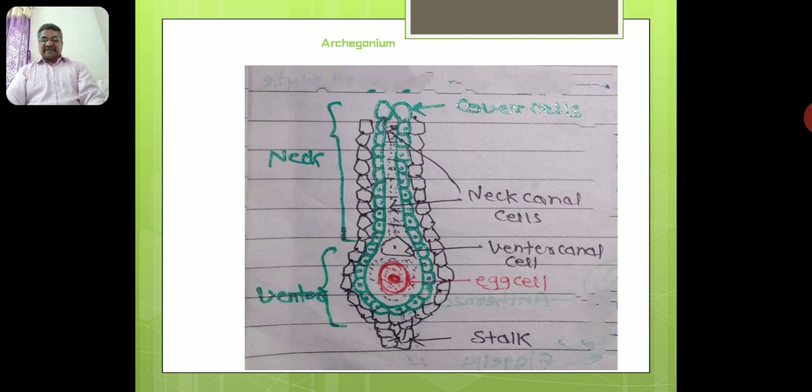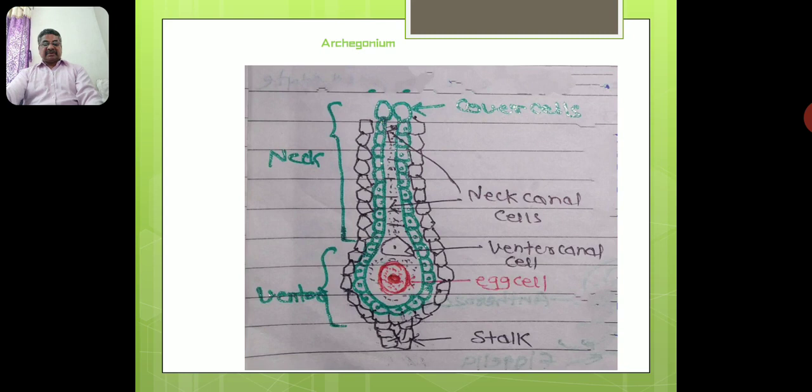Stalk is at the base. It provides attachment of the archegonium to the thallus tissue. Venter represents the basal swollen part and it encloses the female gamete, that is the egg, that red color egg cell. Neck is a long, single layered, elongated tube with a narrow canal. So the neck is shown long, elongated, and that neck consists of 6 to 9 tiers of elongated cells arranged in 6 vertical rows.